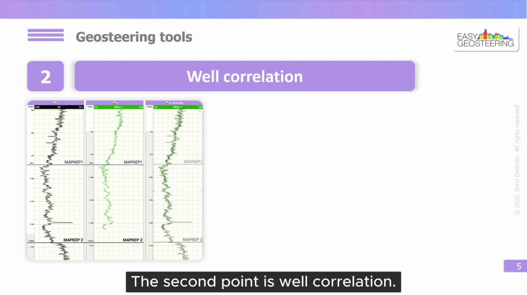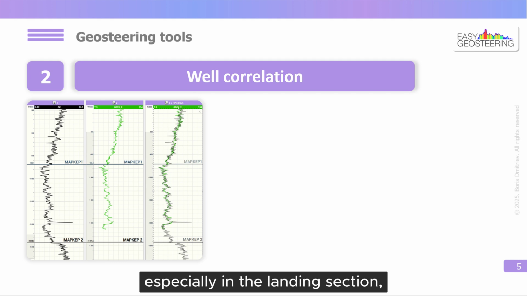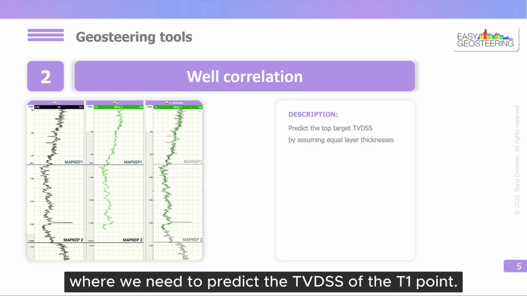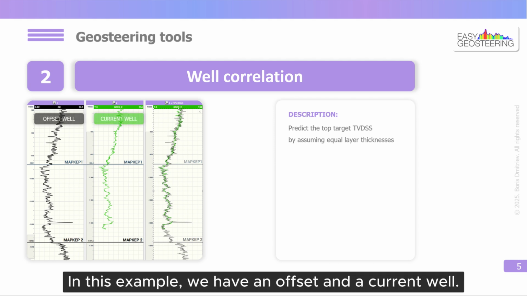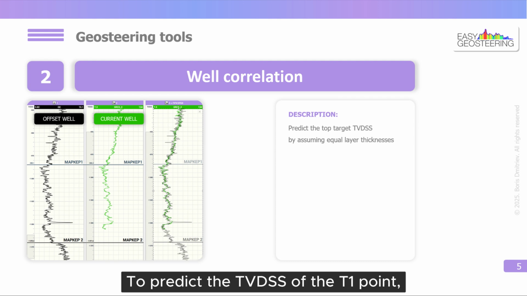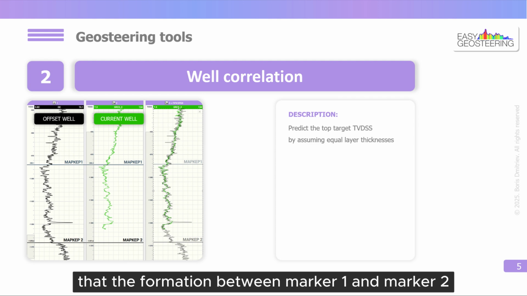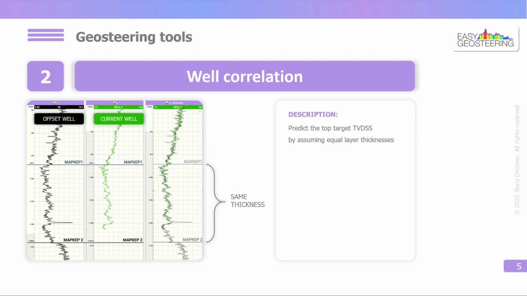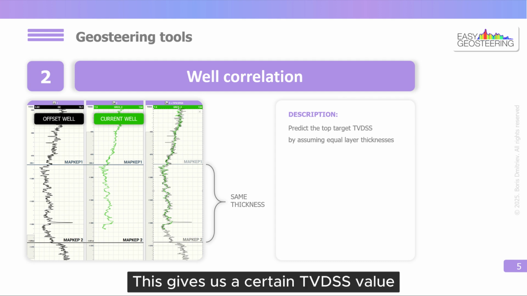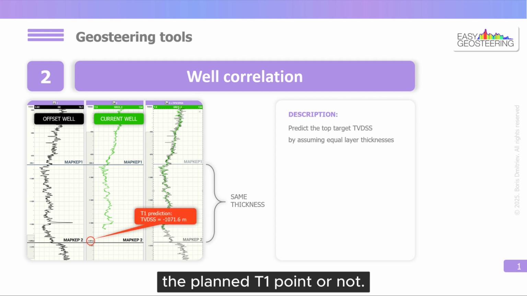The second point is well correlation. It's not originally a geosteering tool, many services use it, but for us it's also very helpful, especially in the landing section, where we need to predict the TVDSS of the T1 point. In this example we have an offset and a current well. To predict the TVDSS of the T1 point, we assume that the formation between marker 1 and marker 2 has the same thickness in both wells. This gives us a certain TVDSS value and helps to decide whether to adjust the plan T1 point or not.